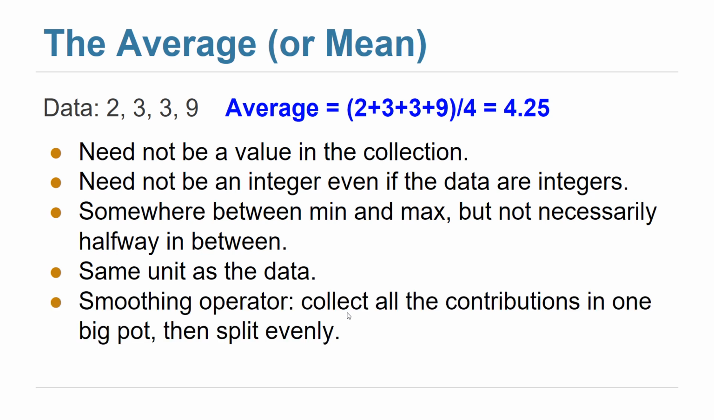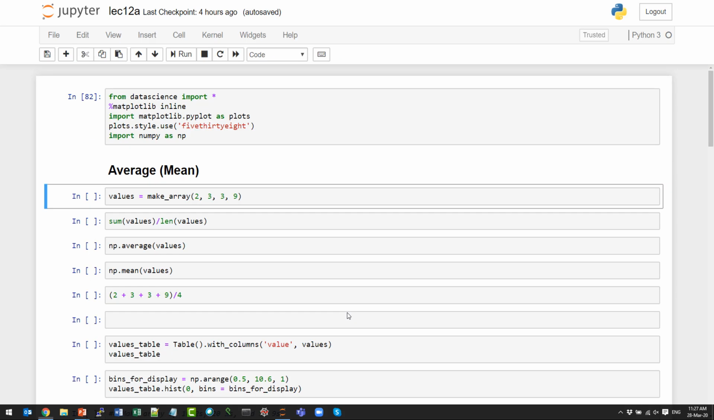Now, here's a different concept. The average is a smoothing operator. If we collect all the contributions or all the values in one bag and then split them evenly across the number of items in the bag or in the list, then this will be the value of the average. Because if I assign this value to each item in the list, all of them will be the same, and the sum of them will be the sum of the original values. There is another concept that we will discuss in the demo.